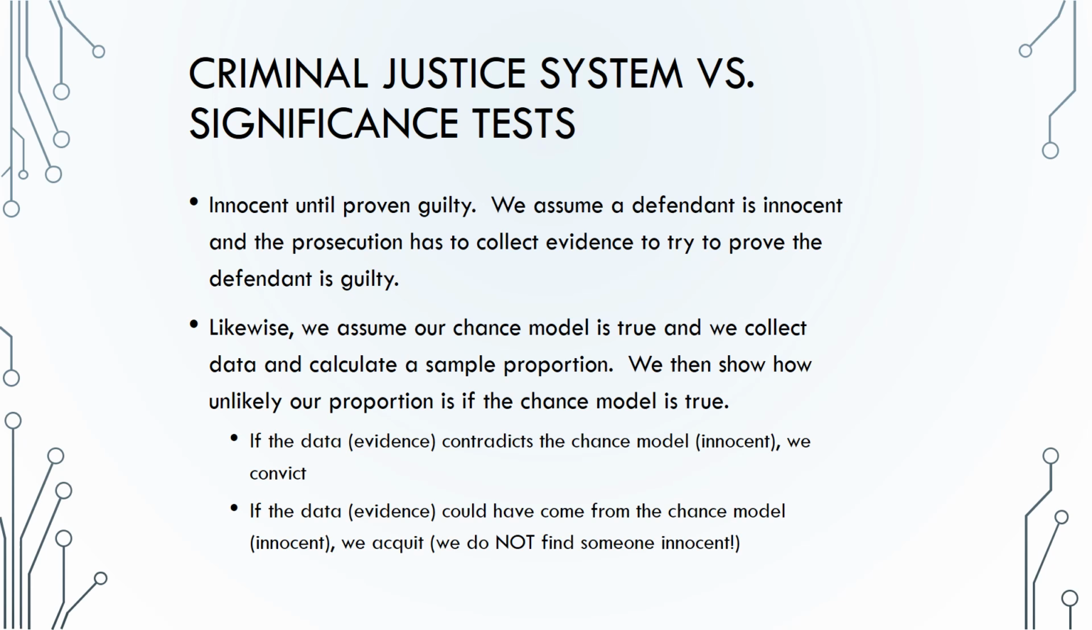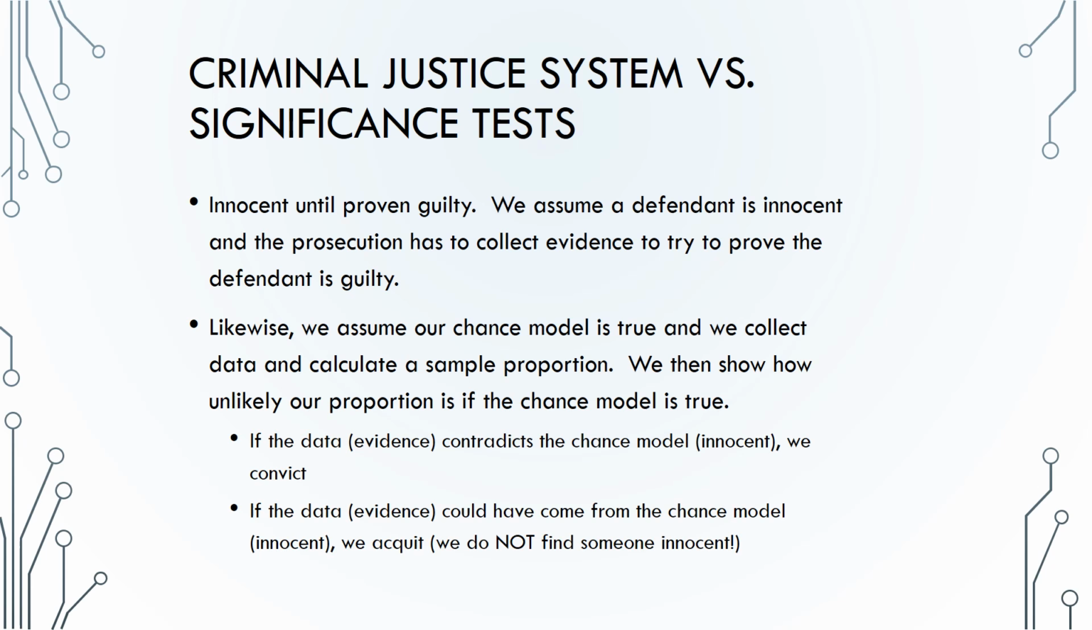A more familiar context, and an easy example of that, is the criminal justice system. We assume in the U.S. that a defendant is innocent until proven guilty. We assume the defendant is innocent, and the prosecution has to collect evidence to try to prove the defendant is guilty. Similarly, we assume our chance model is true, and we collect data and calculate a sample proportion to try to prove that the chance model is incorrect.